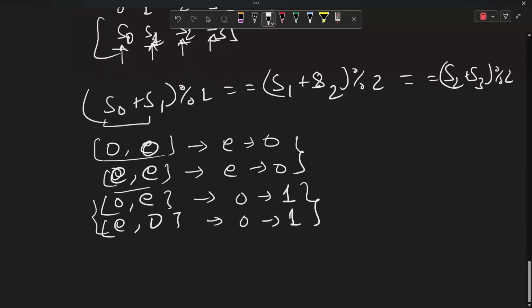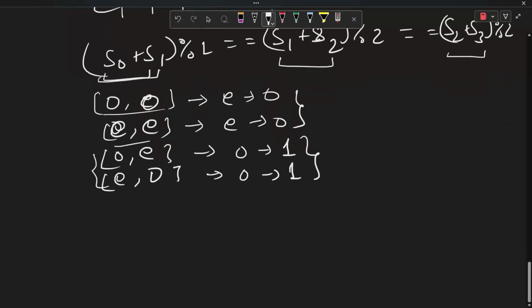Now the condition is that for the first two numbers, whatever value we get should be the same as for the next two numbers. So let's take the first case. If S0 is odd and S1 is also odd, this value would be 0, so we can replace it with a 0. It means S1 plus S2 mod 2 should also be 0.